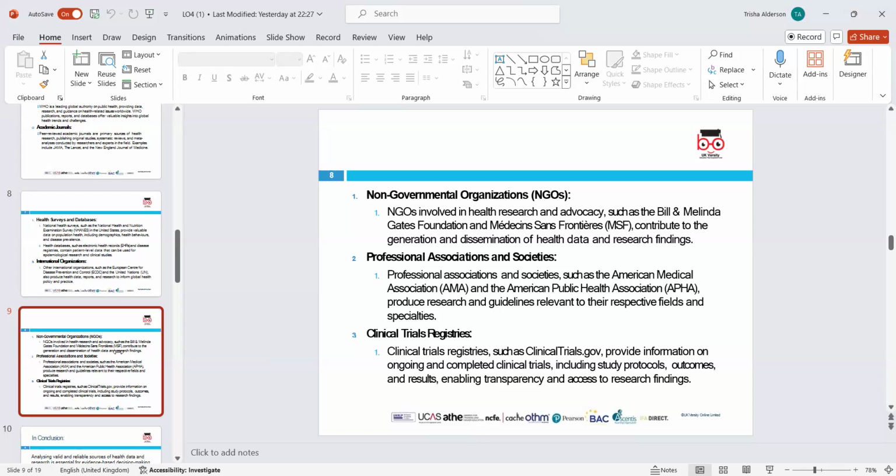There's a clinical trials register. ClinicalTrials.gov especially provides information on ongoing and completed clinical trials. So anything that's happening at the moment, and it's very current, can be found on there, including the different study protocols, the outcomes, and the results. These enable transparency and access to research findings. Transparency means that it's open, there's nothing hidden, and you can see exactly what's going on.